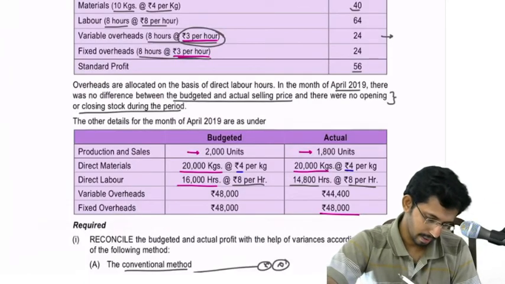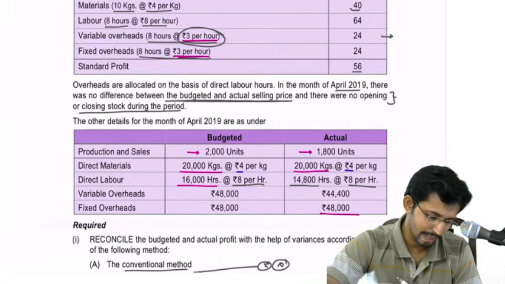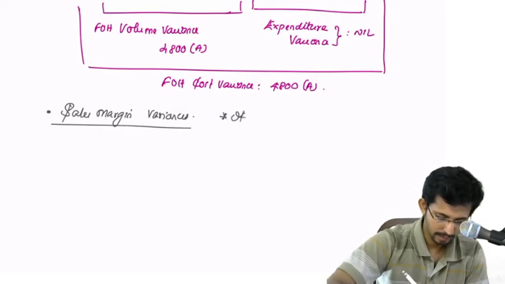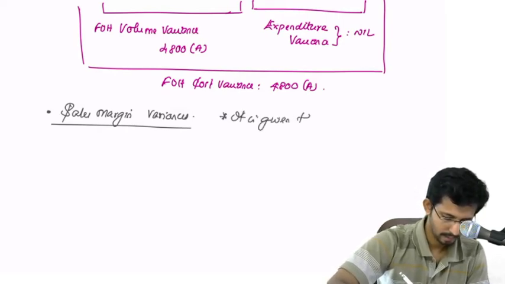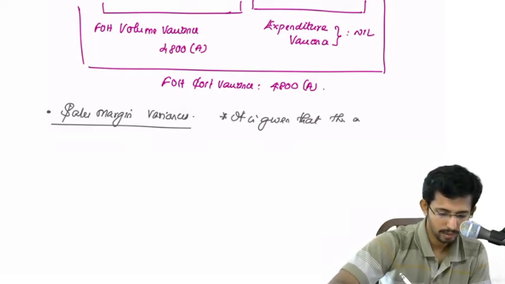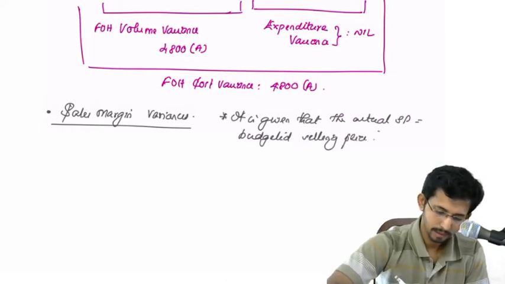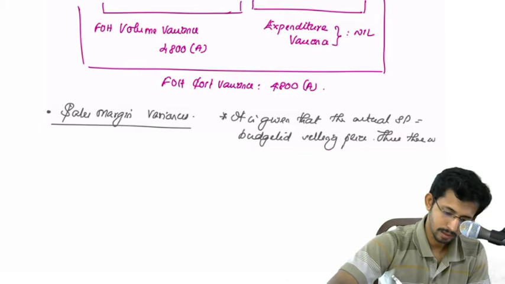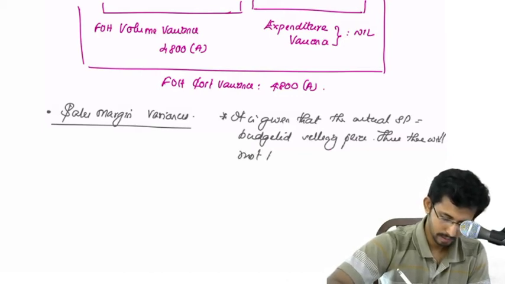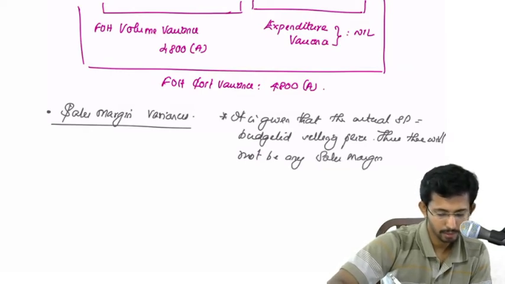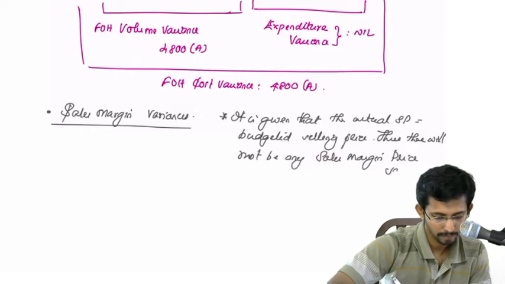Is there any information? Yes, the information is that there is no difference in budgeted and actual selling price. So you can write: it is given that the actual selling price is equal to the budgeted selling price. Thus there will not be any sales margin price variance.